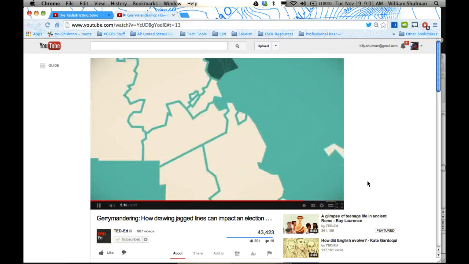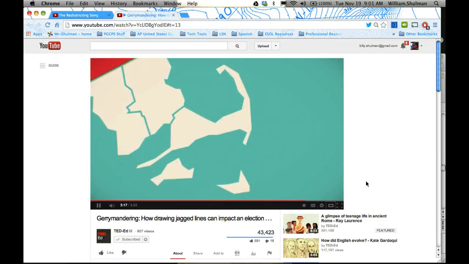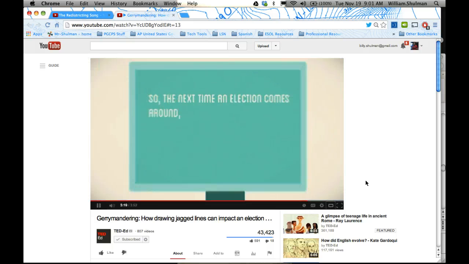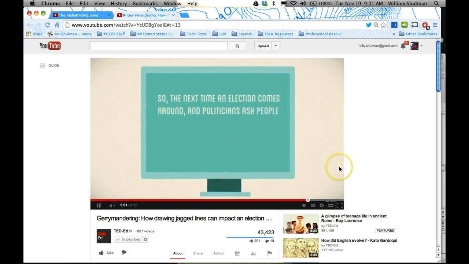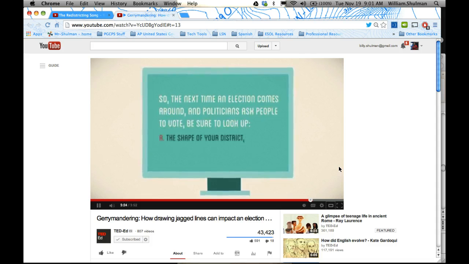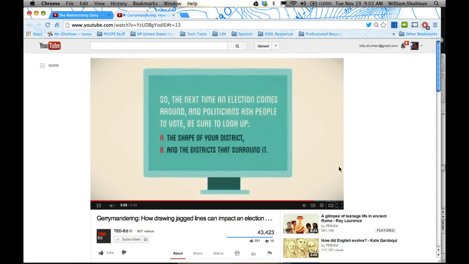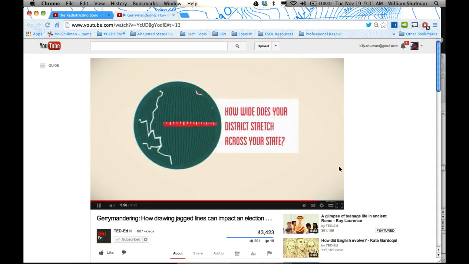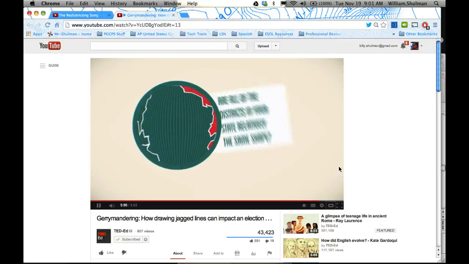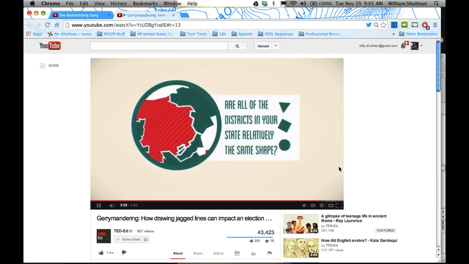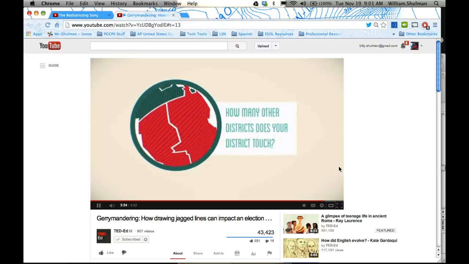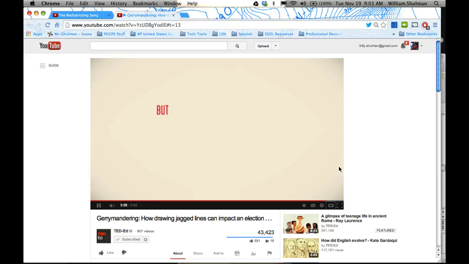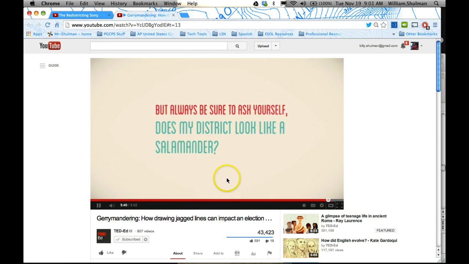Politicians think of creative ways to draw districts every few years. So, the next time an election comes around and politicians ask people to vote, be sure to look up the shape of your district and the districts that surround it. How wide does your district stretch across your state? Are all of the districts in your state relatively the same shape? How many other districts does your district touch? But always be sure to ask yourself, does my district look like a salamander?